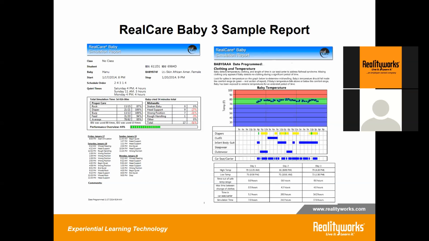And now the second page of the report, which is the new feature with RealCare Baby 3, is showing that clothing and temperature detection and also how long it was in the car seat. So in this part of the report, you can see in that green area, which is going to be the safer area for baby, that this baby stayed in a good temperature environment the whole time. The next chart down shows which outfits it was actually wearing the entire time. And then finally at the bottom, it goes over the comparison of day 1, day 2, and day 3 with those as well.